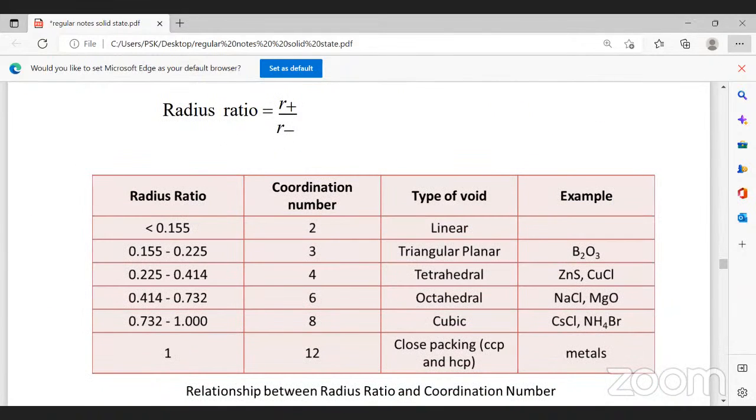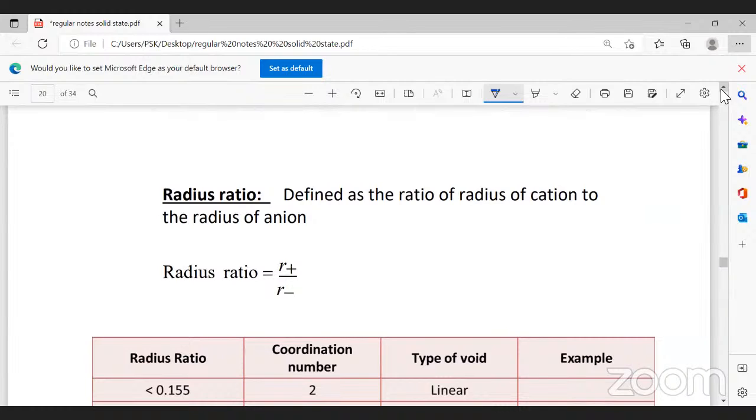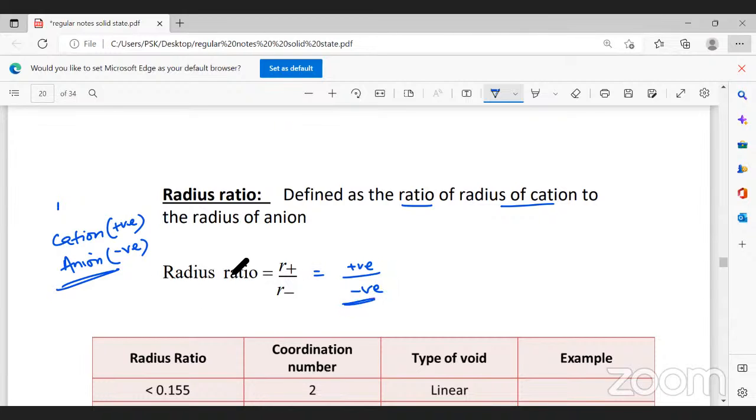Now, this is important. Actually, in your 12th standard, this topic is removed. They are not talking about the radius ratio, but it is important for your competitive exams. What is this radius ratio? It is very simple. Radius ratio is defined as the ratio of the radius of cation to the radius of anion. Positive ion is cation, and negative ion is anion.